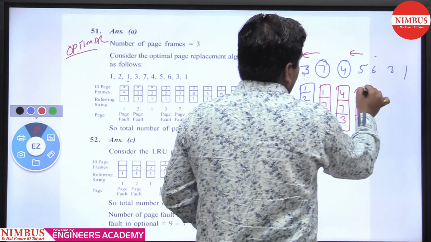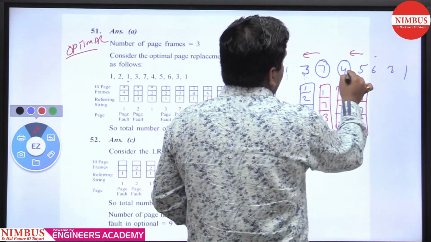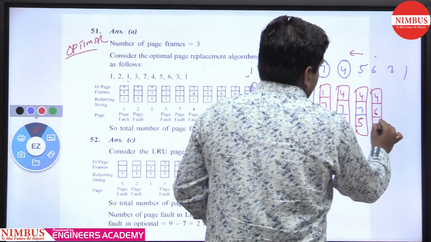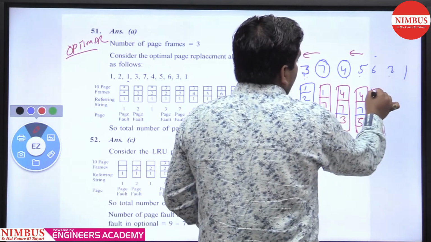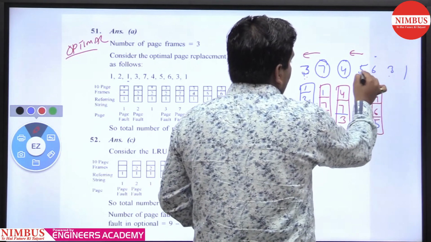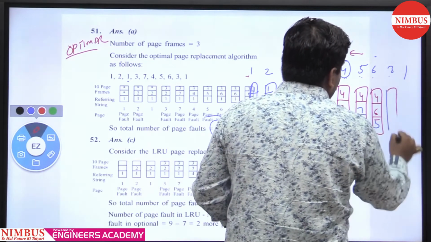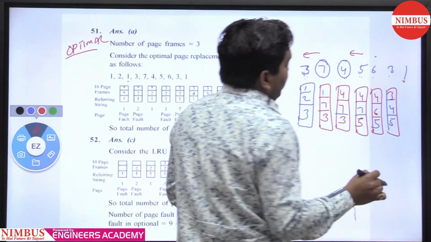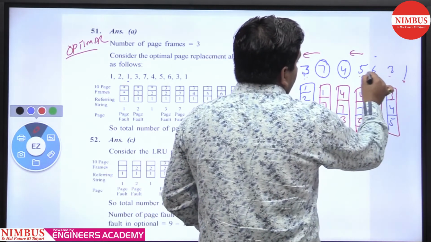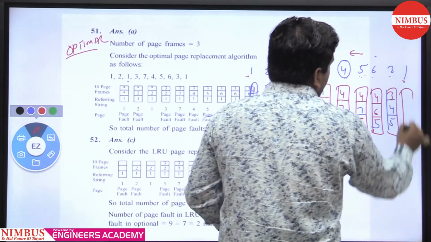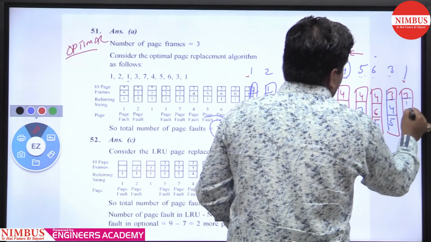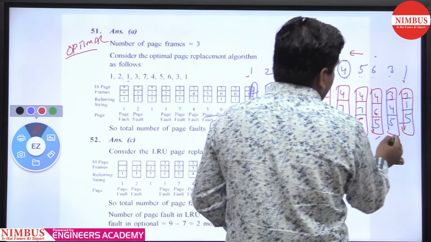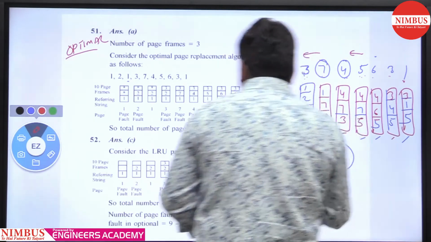The page fault came on 6, whom will we remove? In 4 7 5, 5 4 7, 7 is replaced by 6. The page fault came on 3, in 4 6 5, 6 5 then 4, 4 is replaced by 3. The page fault came on 1, what will happen? 3, 5, 4, 4 is replaced by 1. Here you can see 1, 2, 3, 4, 5, 6, 7, 8, 9. So the number of page faults is 9.